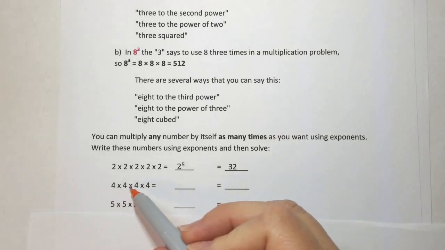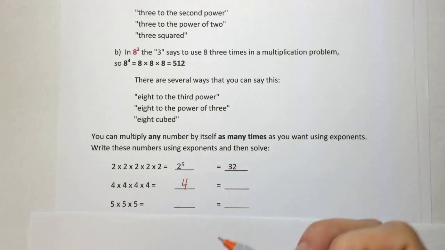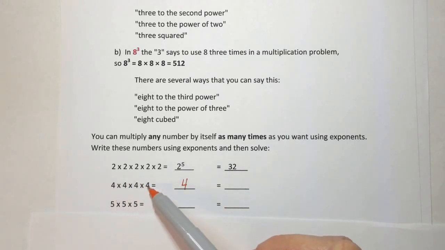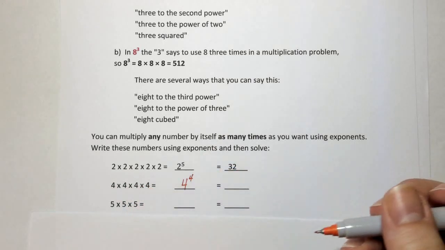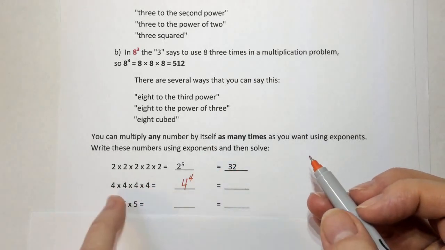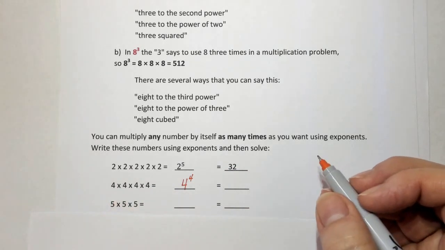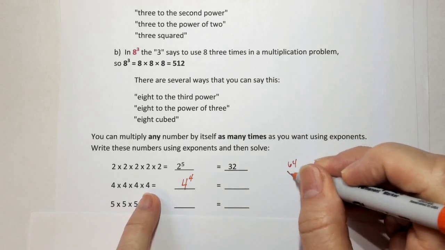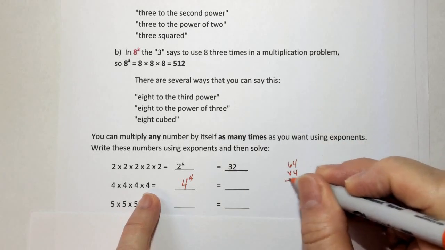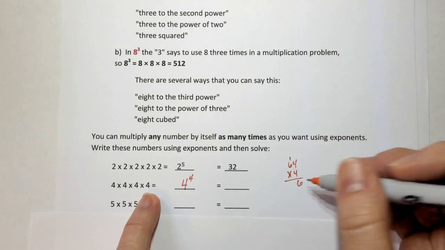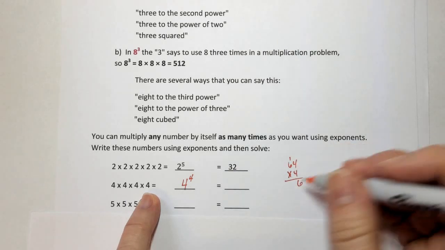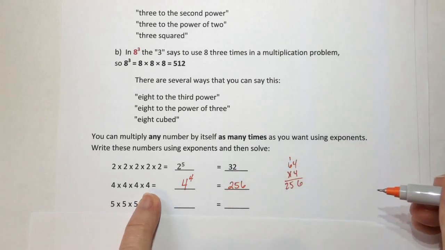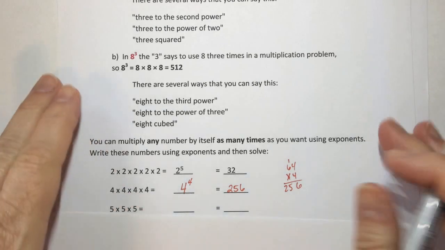Now let's figure out what the base is here. The base is the number that you see. And how many times is it being multiplied by itself? 1, 2, 3, 4. So 4 to the 4th power. And we have to figure that out. I know that 4 times 4 is 16. And 16 times 4, I believe, is 64. Let's do 64 times 4 over here. 4 times 4 is 16. Carry the 1. 6 times 4 is 24. Add the 1 is 25. There. So 4 to the 4th power is 256.